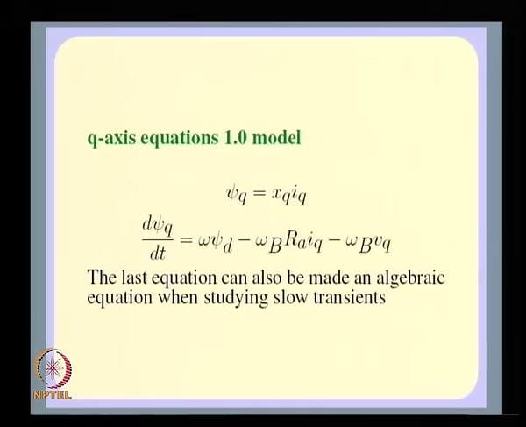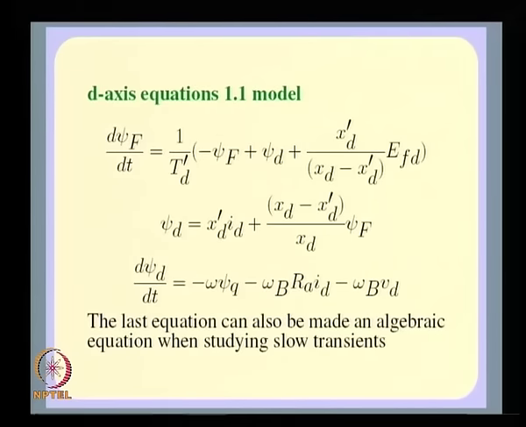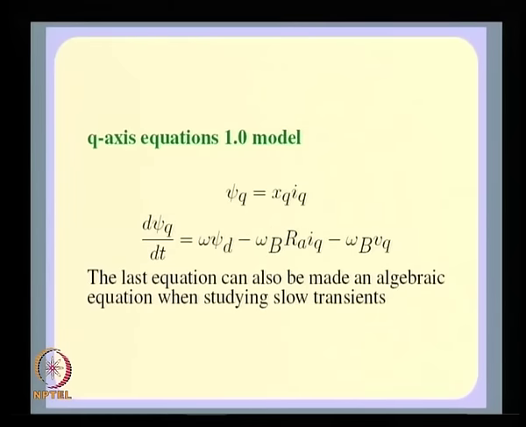In fact, the differential equation also can be removed by setting d psi q by d t is equal to 0 in case you are studying slow transients. So, this is what you get as the 1.0 model. In fact, the 1.0 model equations will have the d axis equations looking like this and the q axis equations looking like this. So, that effectively tells you what is the 1.0 model of a synchronous machine.